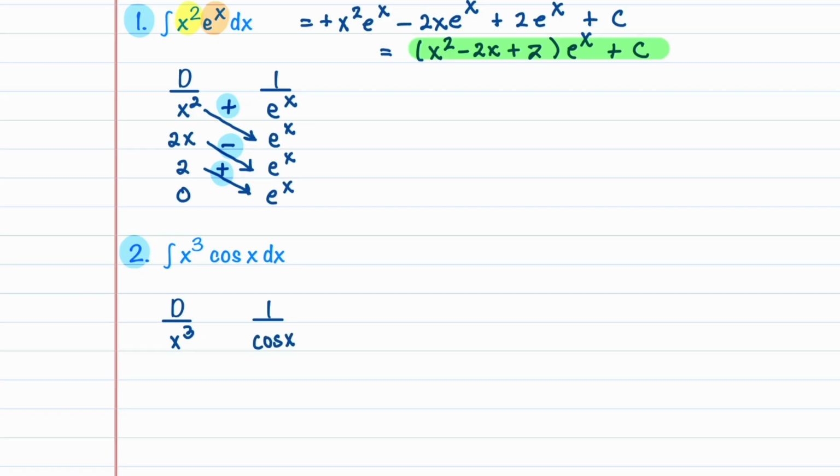Now let's go ahead and let's take the derivative. We have 3x², and then we have a 6x, and then we have a 6, and then a 0. And on the right, we're going to integrate. The integral of cosine is sine x. Integral of sine x is minus cosine x. The integral of minus cosine x is minus sine x. And then the integral of minus sine x is positive cosine x.